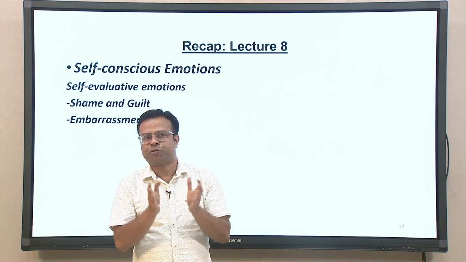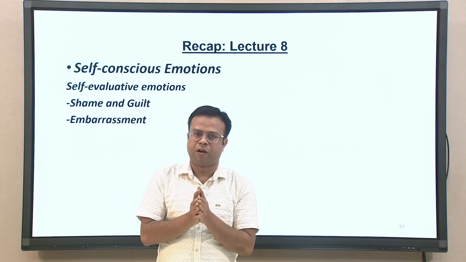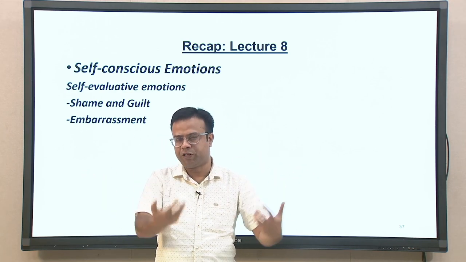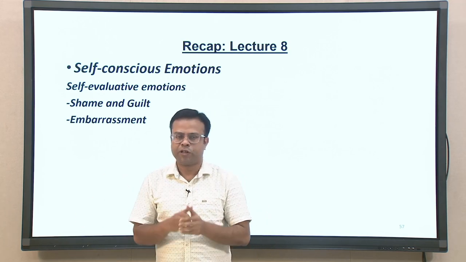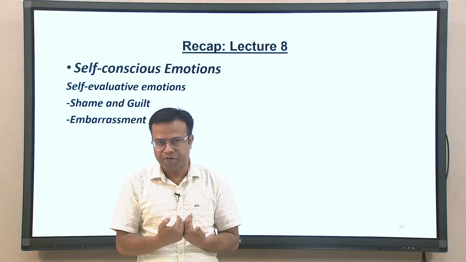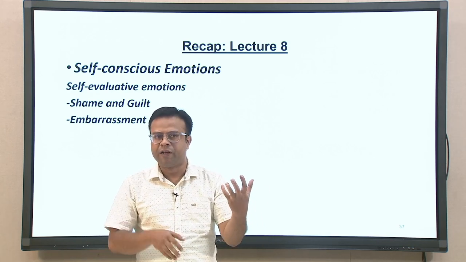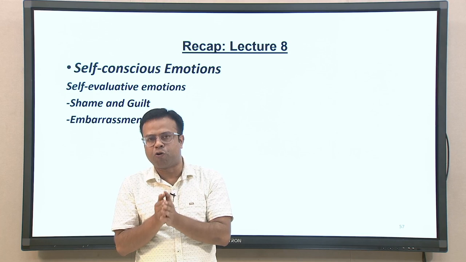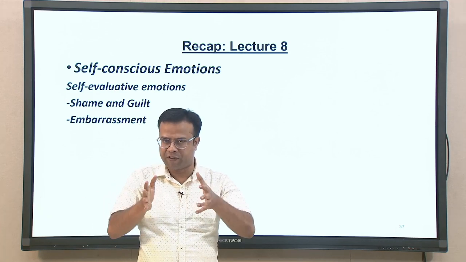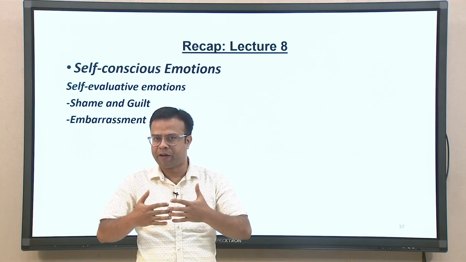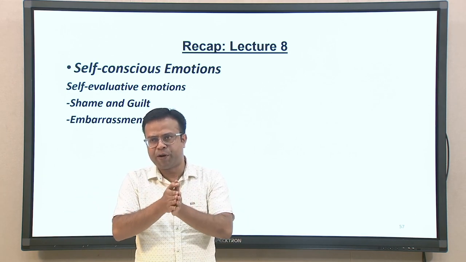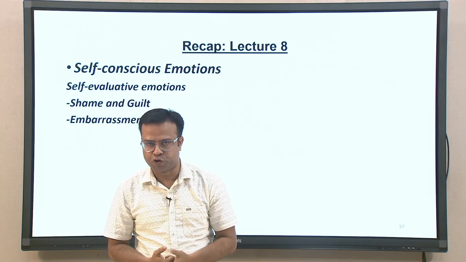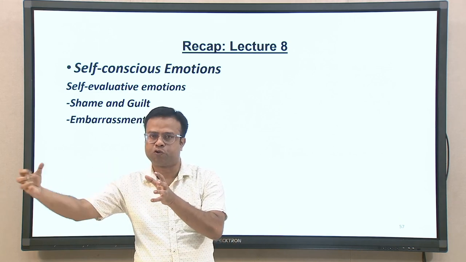Now, with the development of the concept of self, two basic mental abilities develop. One is self-evaluation, another is social comparison. With self-evaluation, we can evaluate ourselves based on certain internal standards and judge ourselves, and this may lead to certain complex emotional processes. Similarly, we can also compare ourselves with others, because the sense of self as a separate individual develops. With social comparison, certain associated complex emotions also develop, like envy and jealousy.